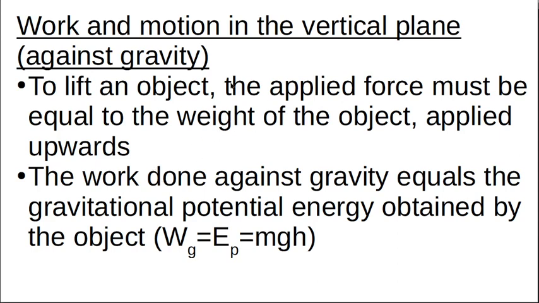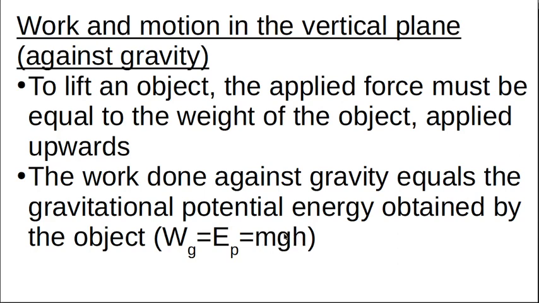So when we look at this, this is now our link between work and energy as well. Work is measured in joules, energy is measured in joules, they are comparable. So the work done against gravity equals the gravitational potential energy obtained by the object. So your EP, potential energy, is the mass of the object times the acceleration due to gravity, so this is the weight, times how high you moved it.